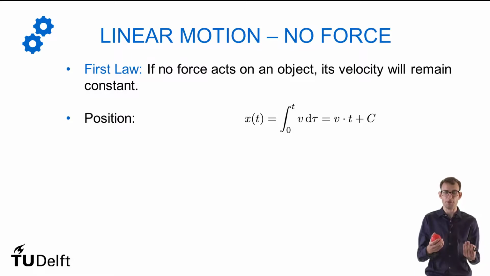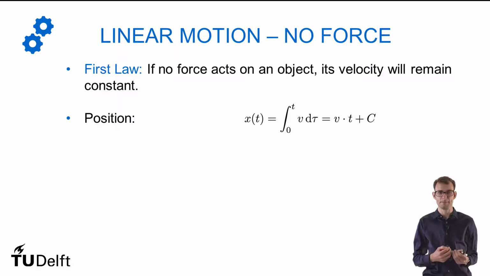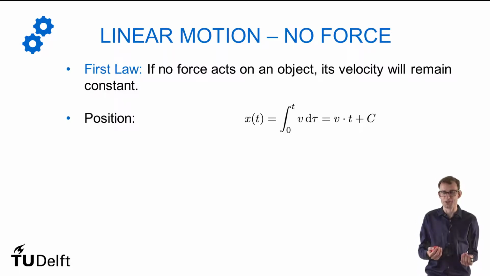So this is the integral from 0 to t over the velocity. You have to be a little bit careful because the velocity itself may be a function of time also, and it's a different t, so this is why I called it tau, the Greek t. Now, the integration of a constant is not very difficult. That's the constant times the variable. That gives us v times t plus some integration constant.